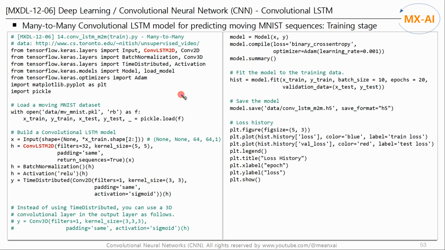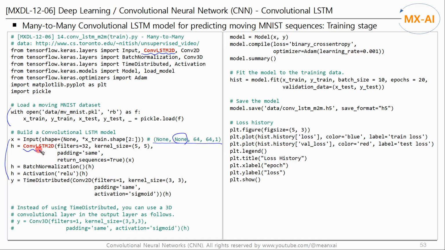Next, let's implement a many-to-many 2D convolutional LSTM model in code. This time, we will use Keras' ConvLSTM2D class. Load the pre-processed moving MNIST dataset. Since this is for a many-to-many model, we will just use it as is. Build a many-to-many convolutional LSTM model. The input layer receives 5-dimensional data like this. We can also specify the time step dimension as None.